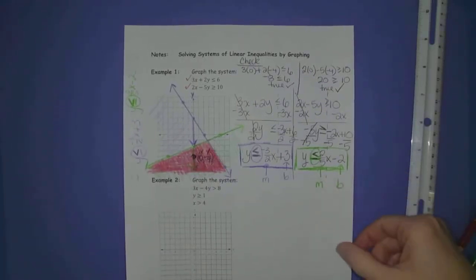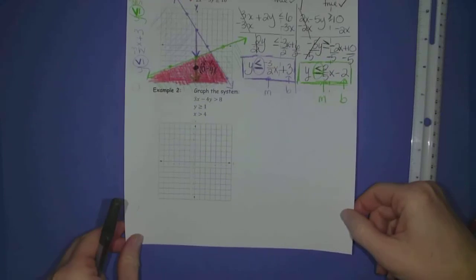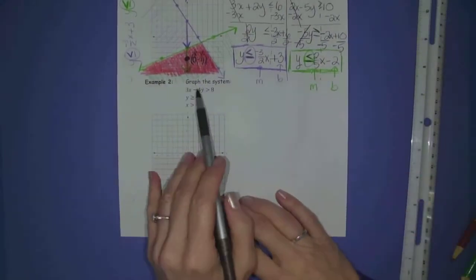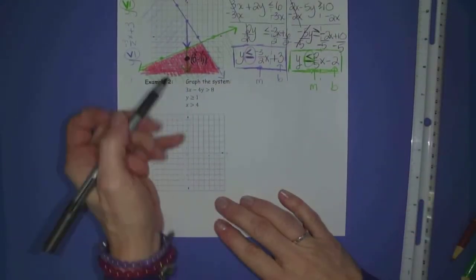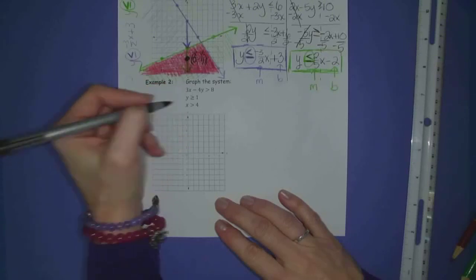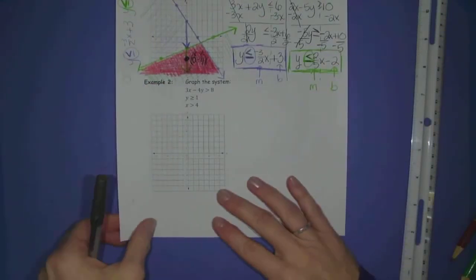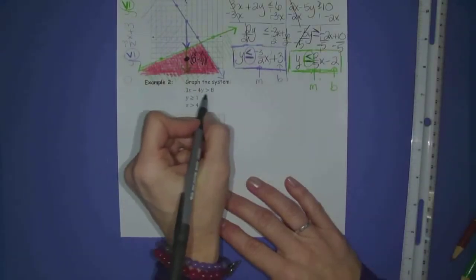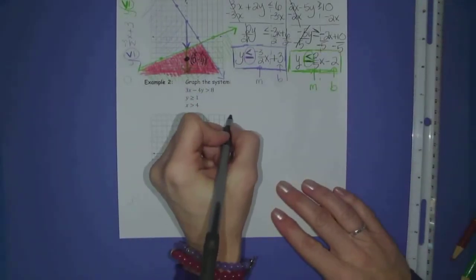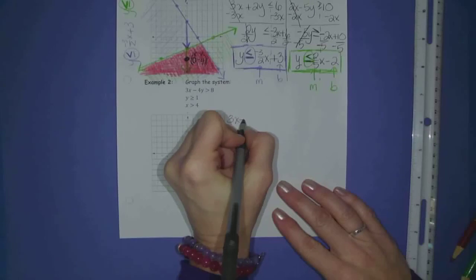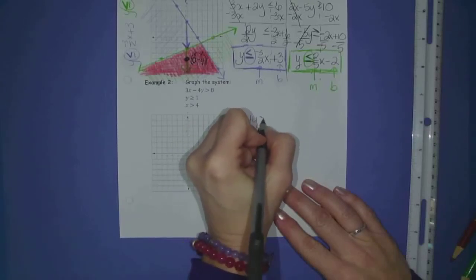All right, we have one more example. So head down to example 2 on your note sheet. It says graph the system, but this time there are actually 3 inequalities in the system, and that's fine. We can do 3. I'm just going to need another colored pencil. So let's start with the first one. In standard form, we've got 3x minus 4y is greater than 8.